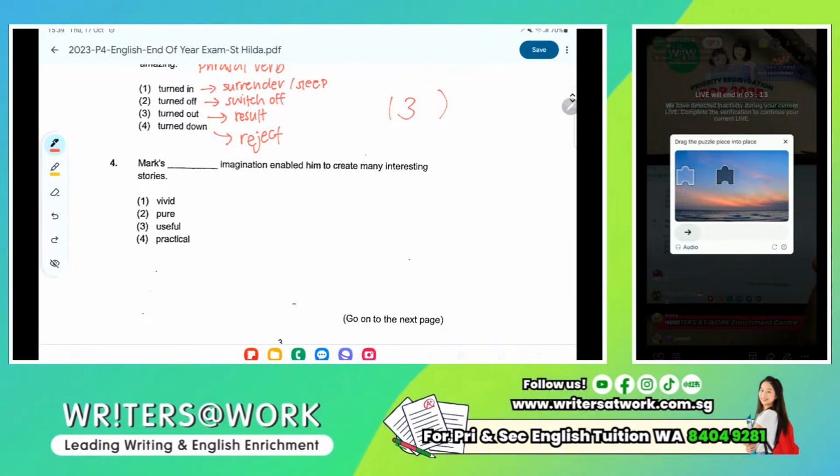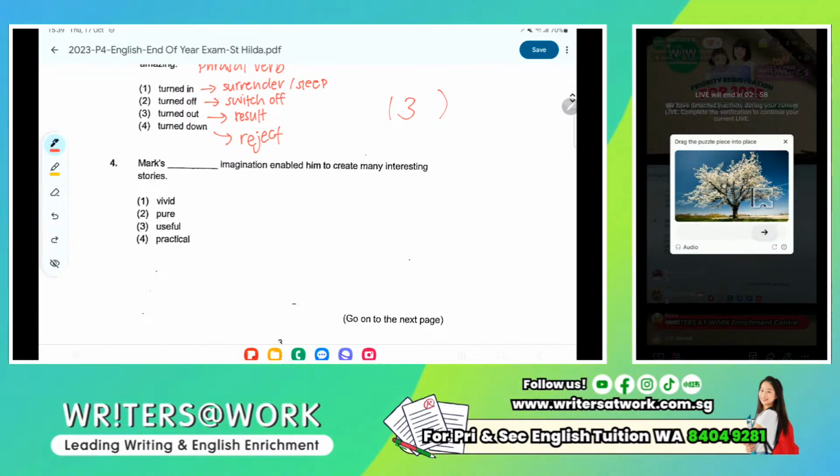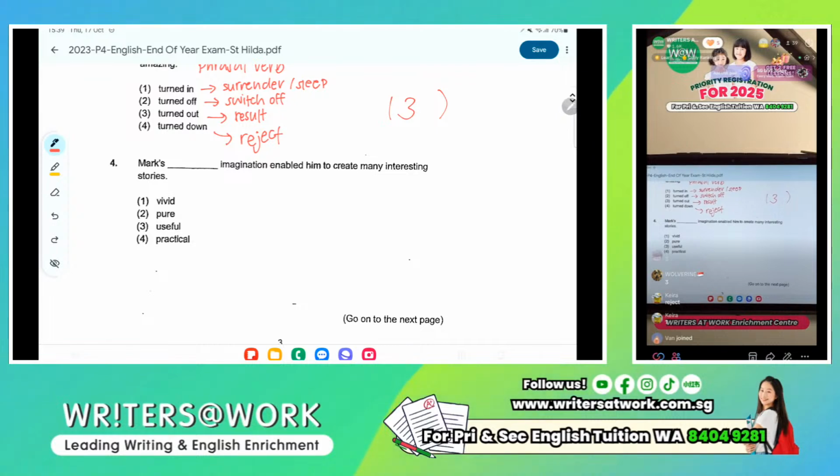Okay, moving on to question 4. Mark's blank imagination enabled him to create many interesting stories. What is his imagination? Vivid imagination, pure imagination, useful imagination, or practical imagination. So what would the answer be?